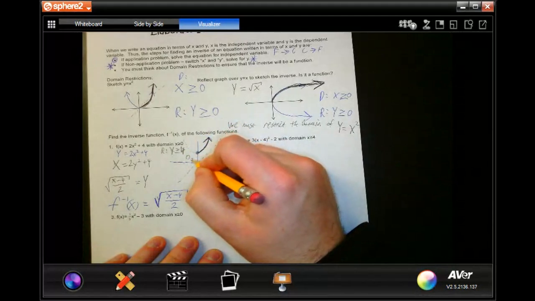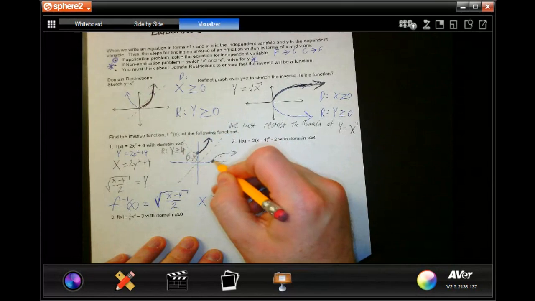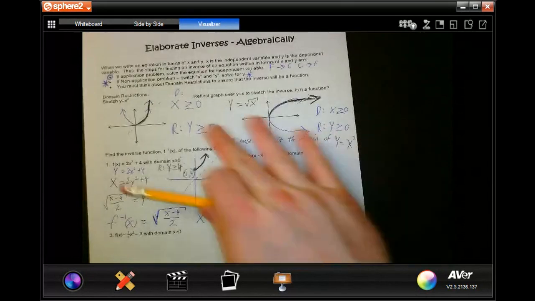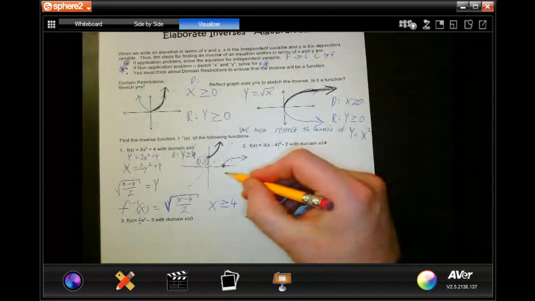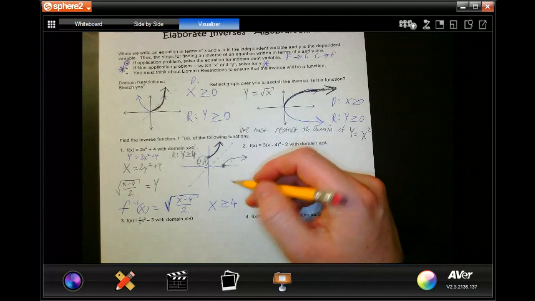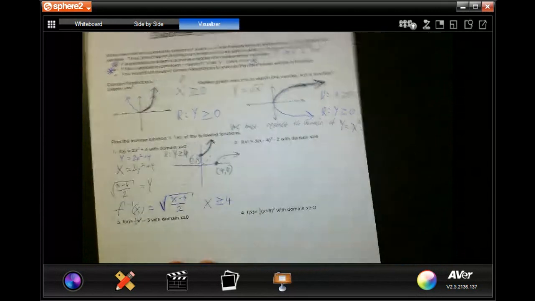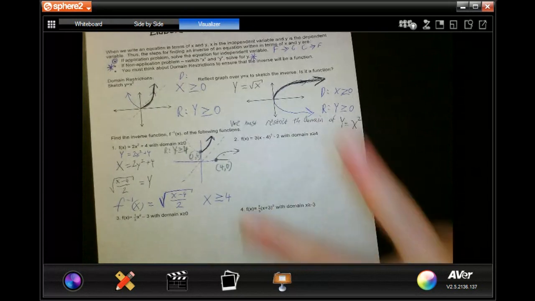This point right here is 0, 4. What's this point right here on the inverse? Remember when I talked about switching domain and range? Look at what we did algebraically. We switched x and y. What's this point right here? With parentheses, please. Yeah, this point here is 4, 0.